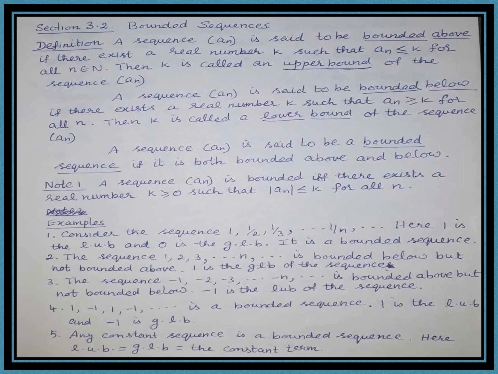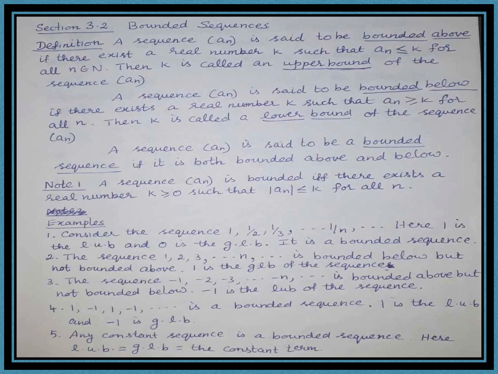Let us consider the example 1, 1/2, 1/3, etc., 1/n, etc. It is a decreasing sequence. The highest value of the sequence is 1. All the values of the terms will be more than 0. Therefore, the upper bound is going to be 1 and the lower bound is going to be 0. Therefore, the sequence is a bounded sequence.